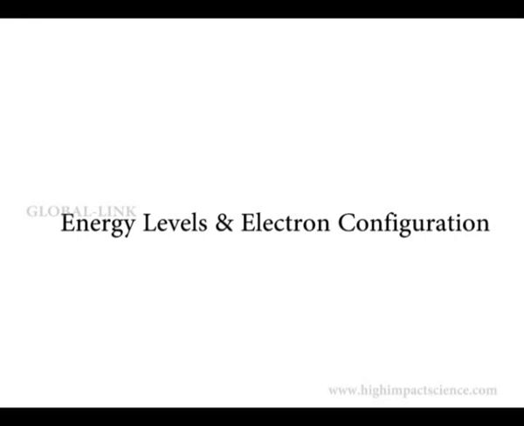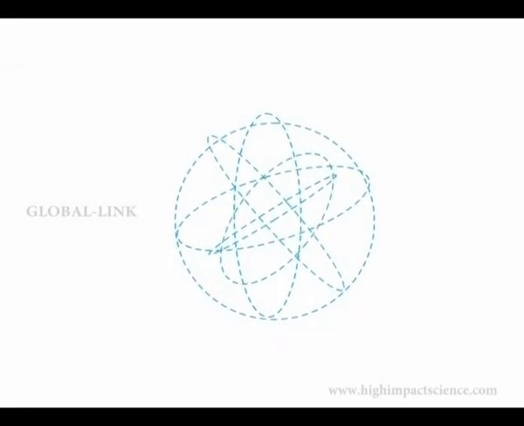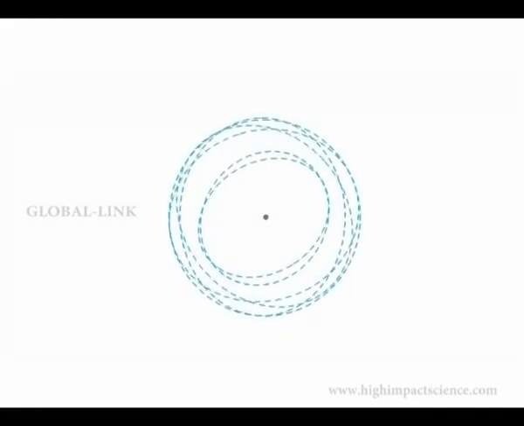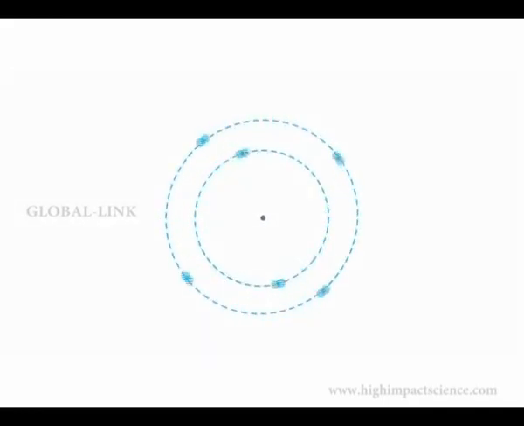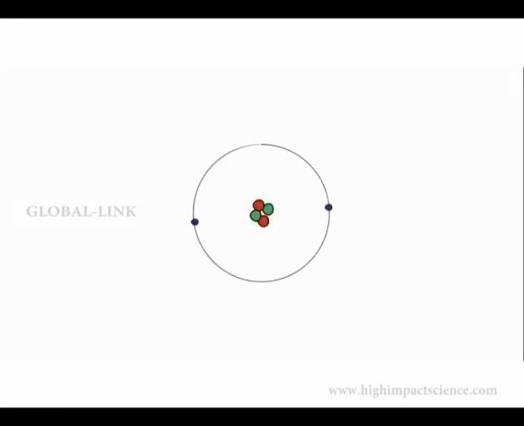Energy levels and electron configuration. Electrons occupying the same energy level have approximately the same amount of energy. For the purpose of this video, we shall have the atom in 2 dimensions. We know the nucleus is at the center of an atom and it's made up of protons and neutrons, and around it are the electrons.